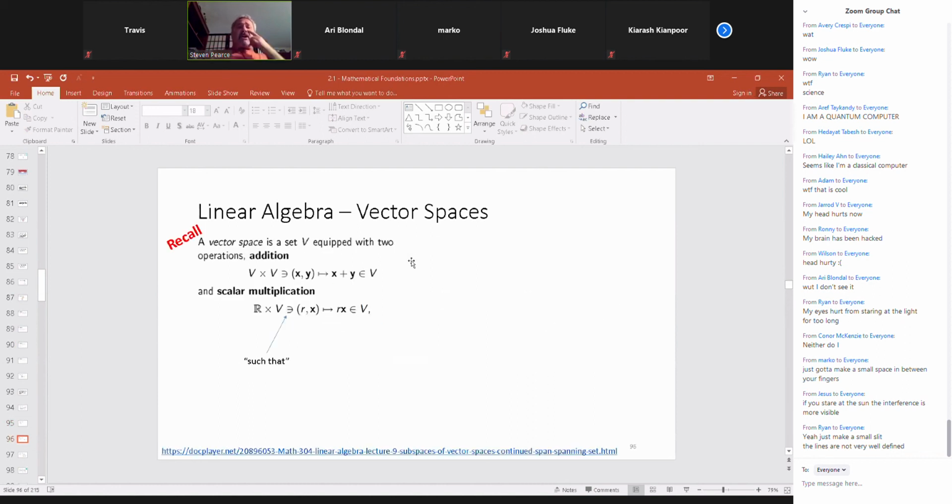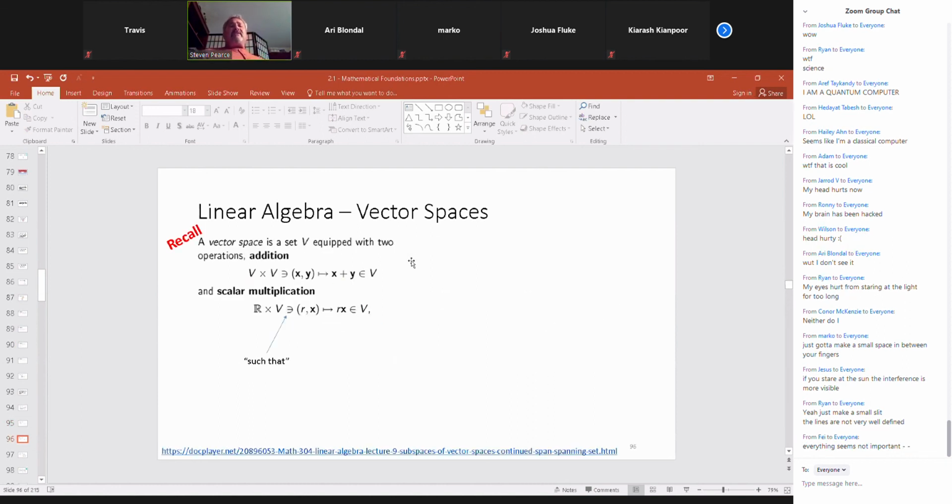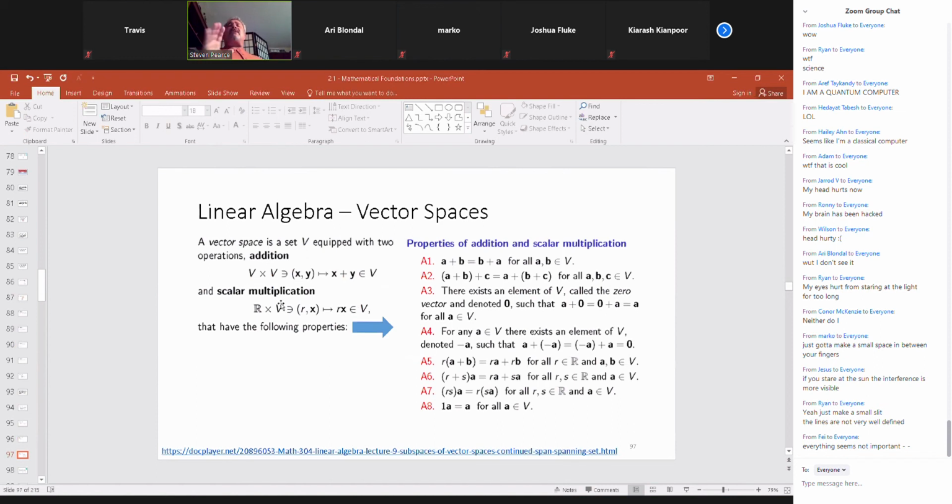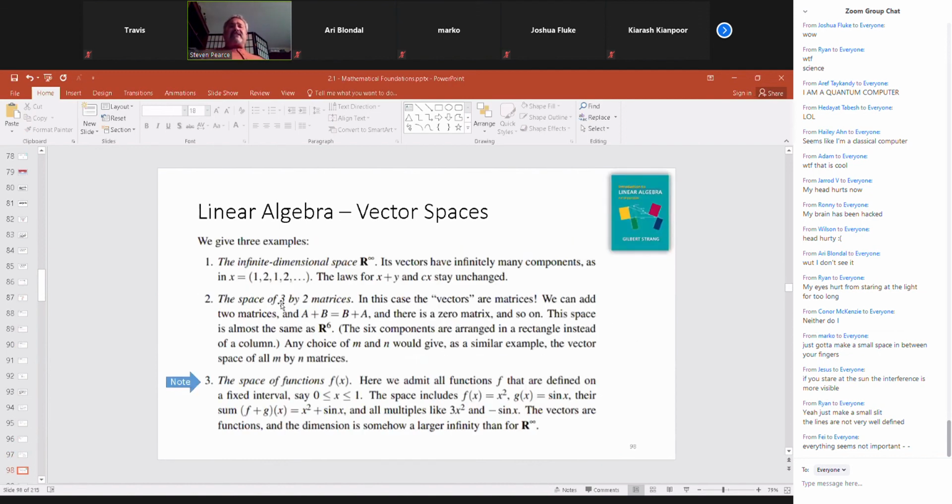So matrices are linear transformations. That's what we're doing here. We all knew that already. So recall what a vector space is. It has these two properties of addition and scalar multiplication, and it satisfies those properties A1, A2, A3, A4, all the way through A8. That is what it takes to be a vector space.